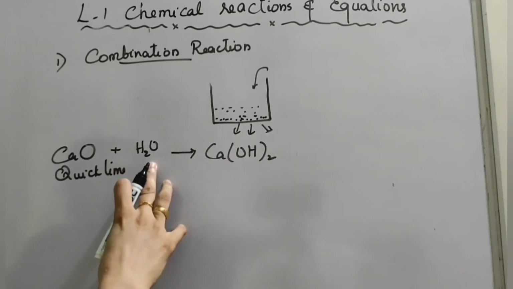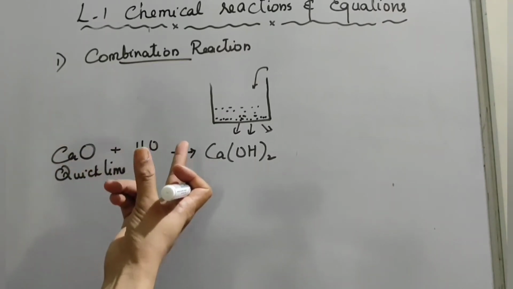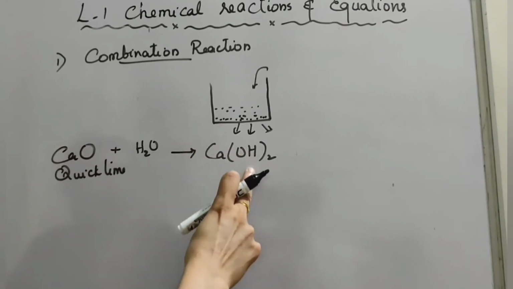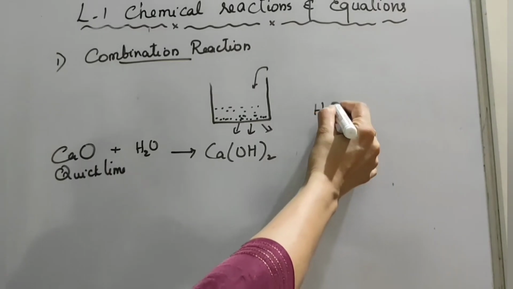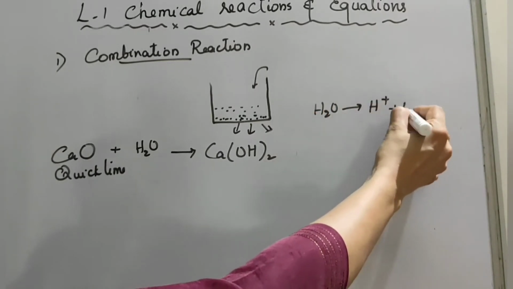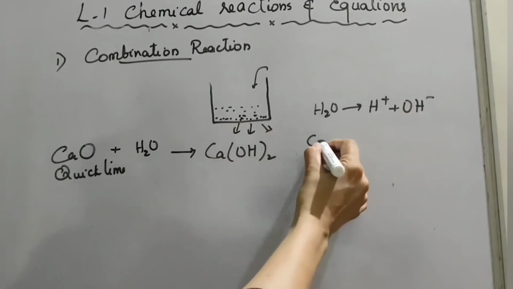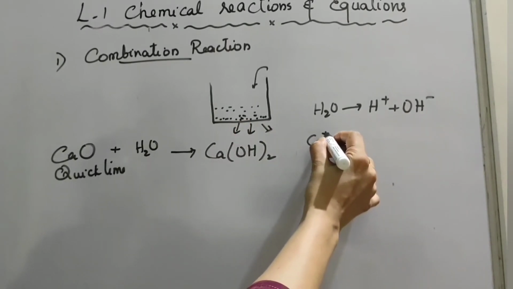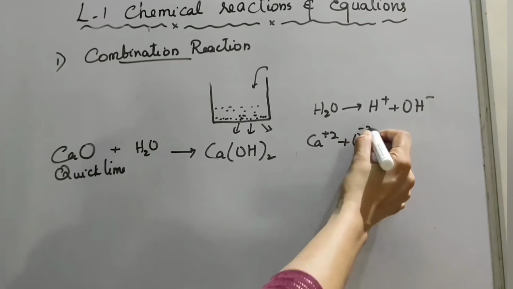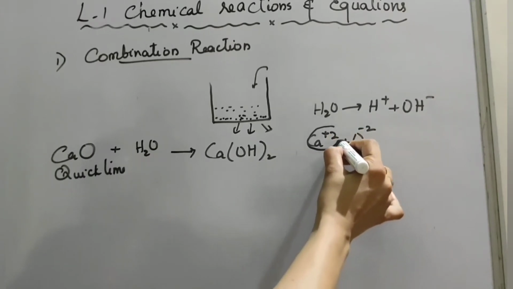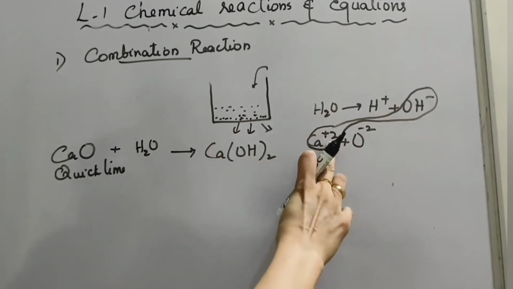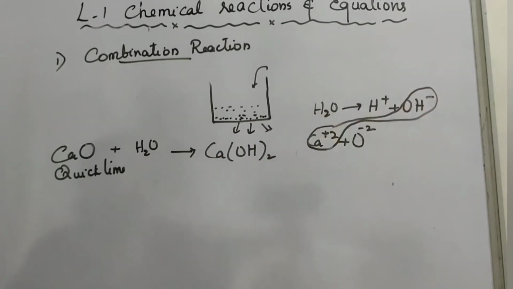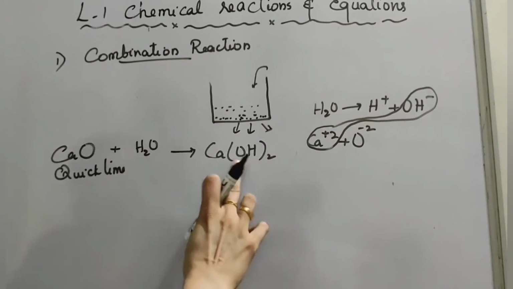Whatever thing reacts with water, the product is hydroxide. And if it reacts with oxygen, the product is oxide. Like this, you remember it. Water means hydroxide forms. That means water splits to form H plus ion and OH minus ion. And calcium means calcium plus 2 and oxygen minus 2. This calcium and OH minus react to form calcium hydroxide. Here it is plus 2, cross multiply that, twice will come, Ca(OH) twice.